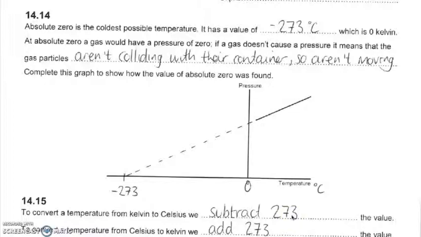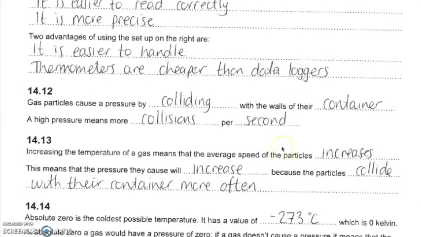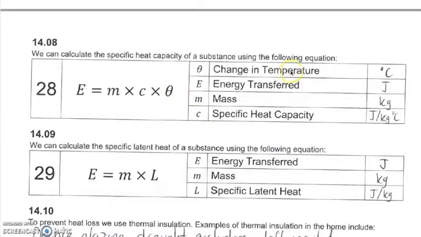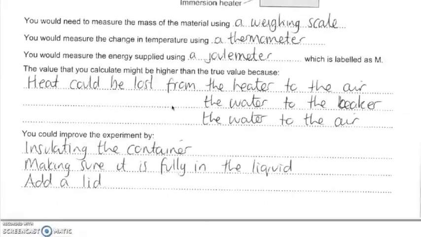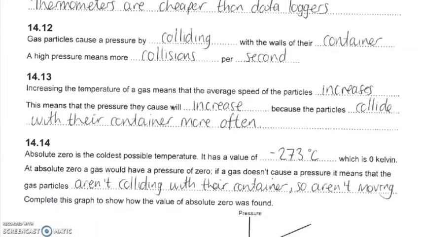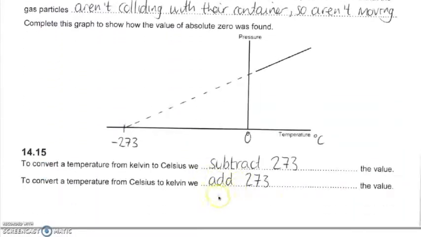Now, in terms of using the specific heat capacity equation here, notice it is change in temperature, so it doesn't really matter if your values are in Kelvin or degrees Celsius, as long as you've got both in either one of them. But if the exam question is asking you to just convert from Kelvin to degrees Celsius, make sure you've got this conversion here.